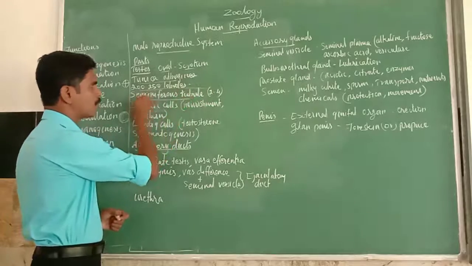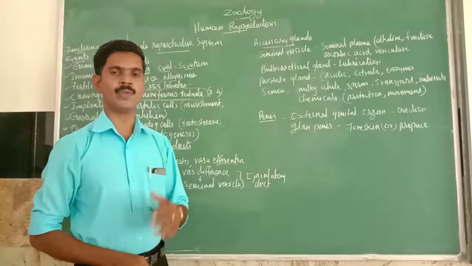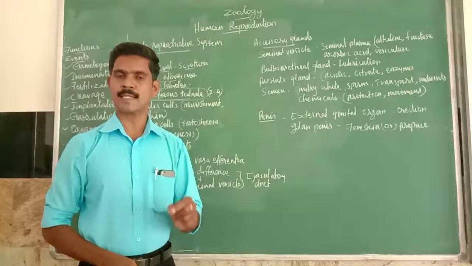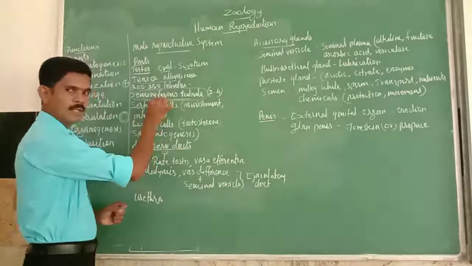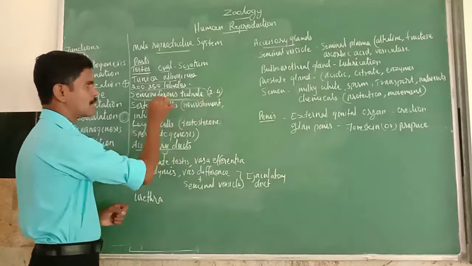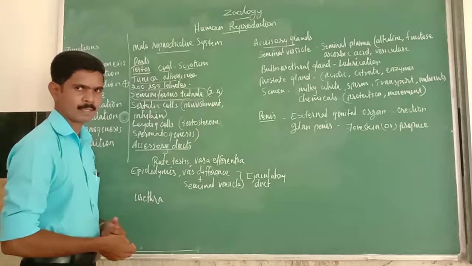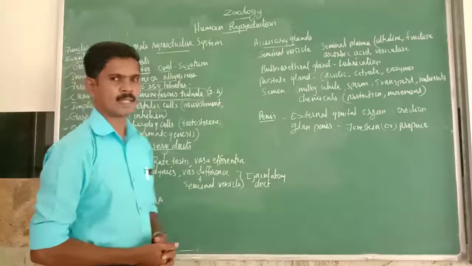This seminiferous tubule is the site for the production of sperm. So the sperm is produced inside the seminiferous tubule of the testis. Understand? Inside each and every lobule, 2 to 4 seminiferous tubules are present. Hope you understood this point.